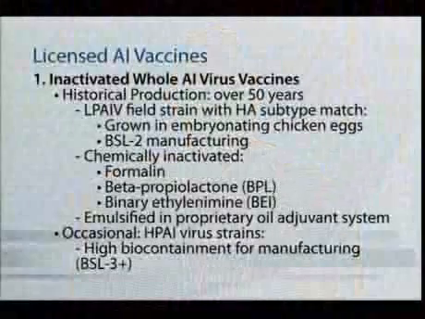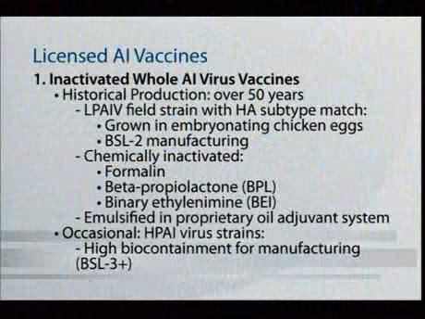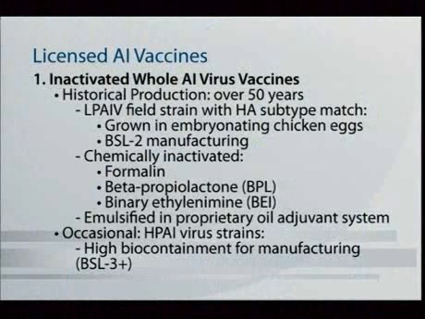When we look at licensed avian influenza vaccines, by far the most of the vaccine that is produced and used in the world uses an inactivated whole avian influenza virus. This technology is a very old technology used for over the past 50 years. It's a very mature technology, usually based upon low pathogenic avian influenza virus field strains with the same hemagglutinin subtype to match the field virus wishing to protect against.